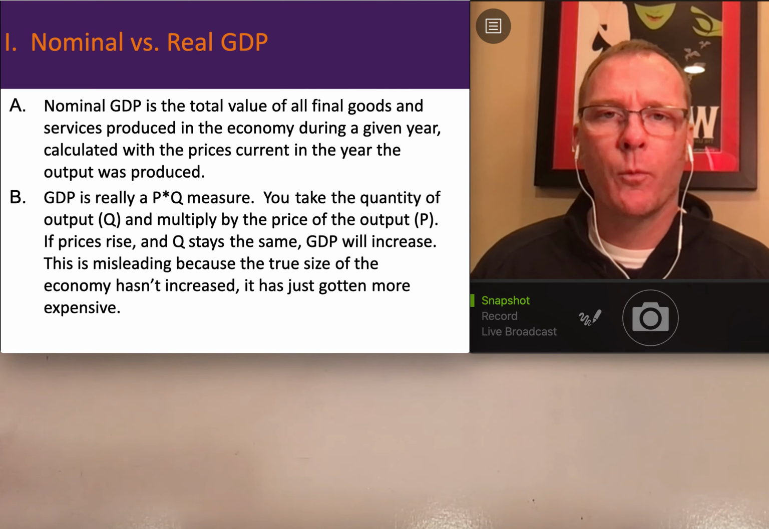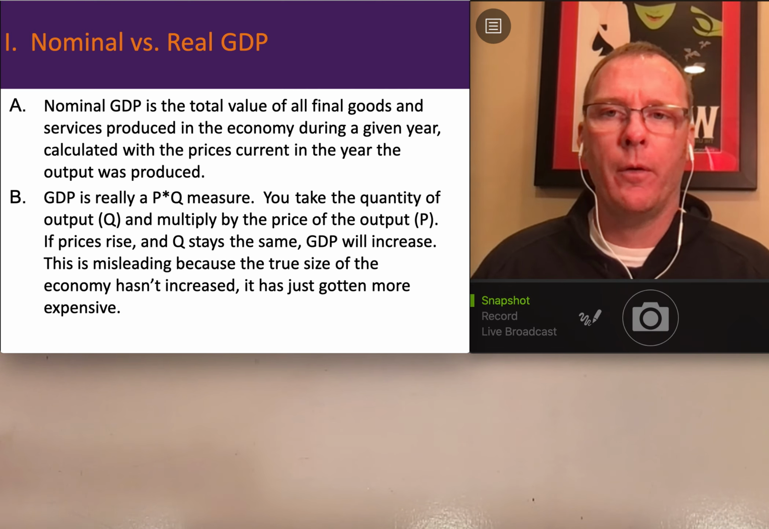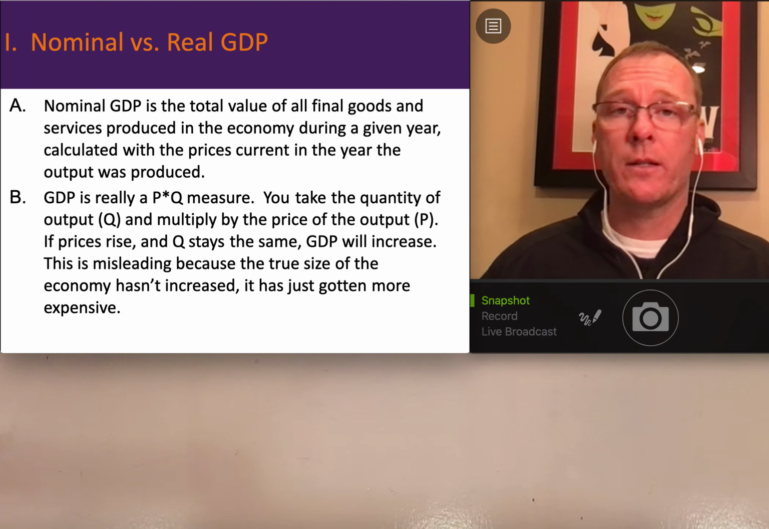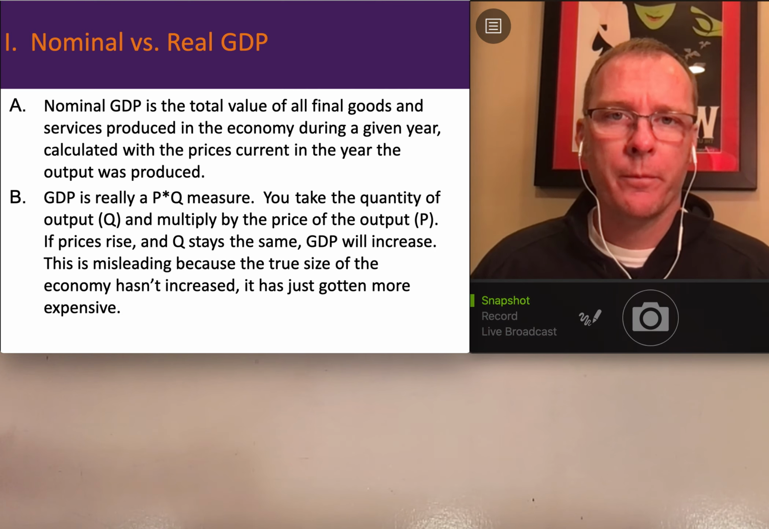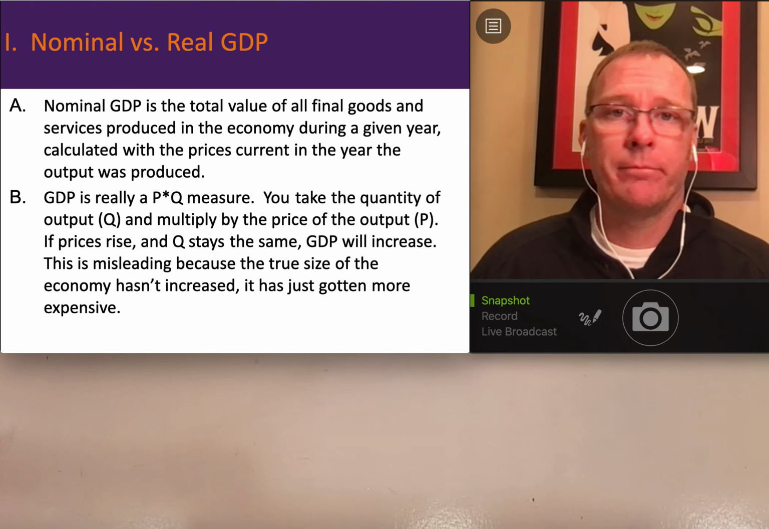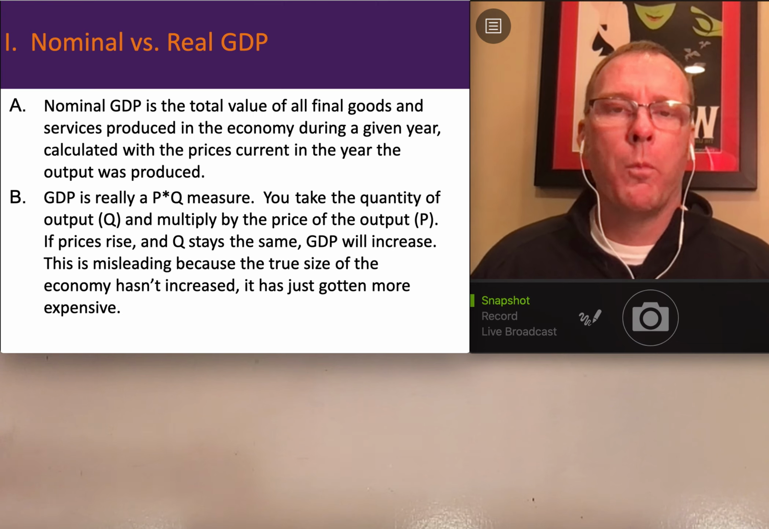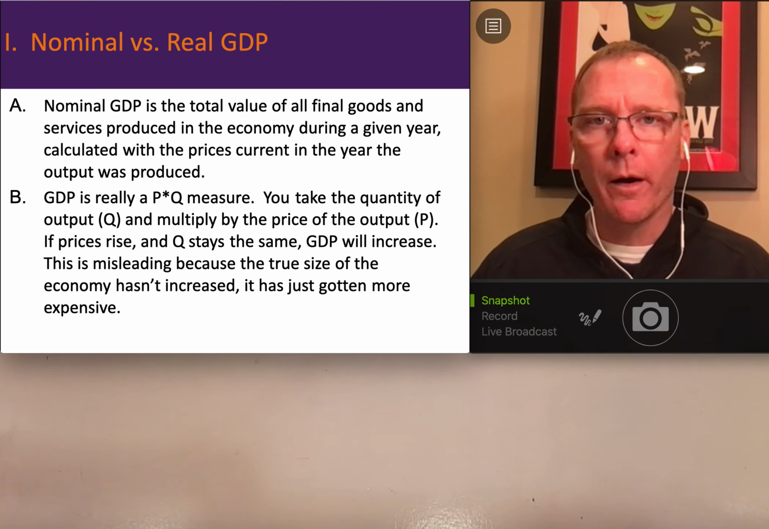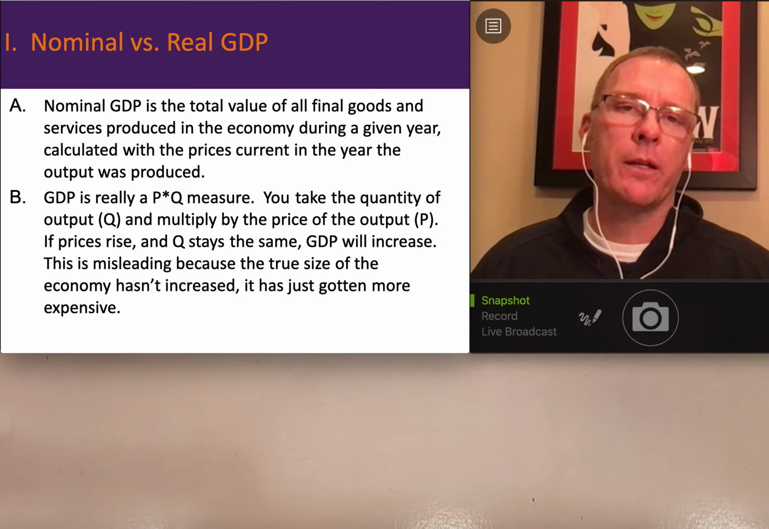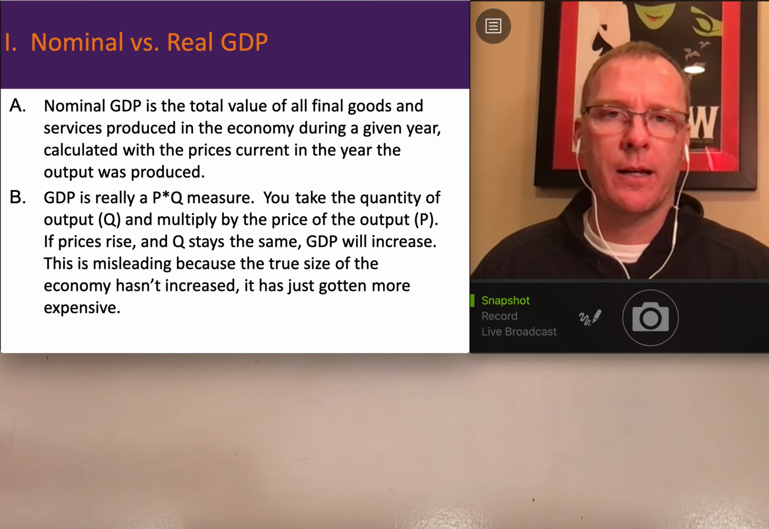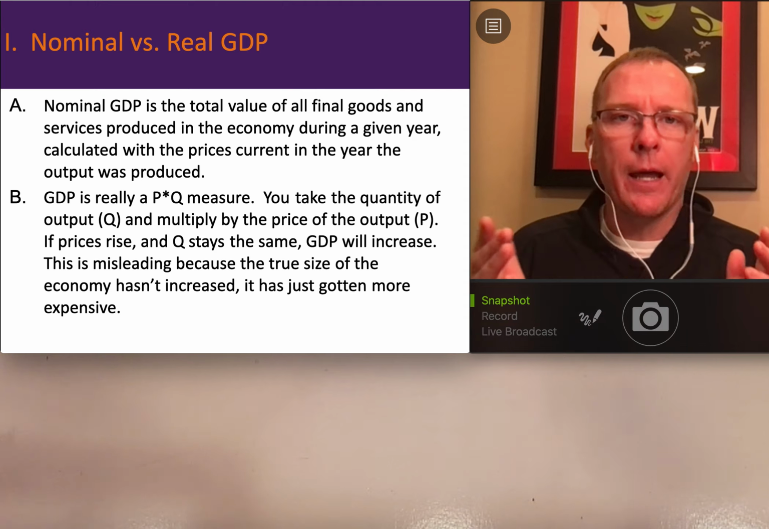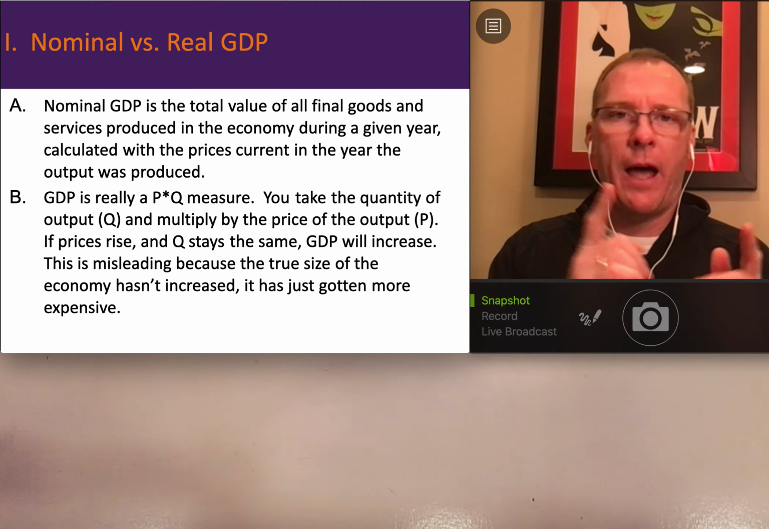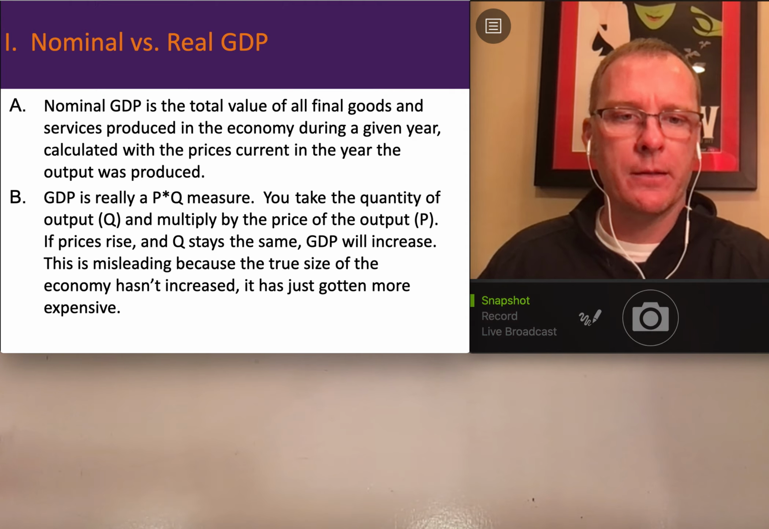But some weird things can happen. For example, if I just raise the prices on everything, my GDP is going to grow. Now, I didn't make any more stuff. My economy might very well be stagnant. But because my price went up, my GDP is going to go up and everything's going to look like I'm advancing as an economy. So what can we do to eliminate that problem of just having some inflation and raising up our prices?